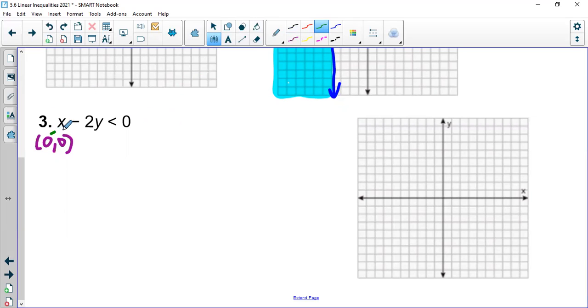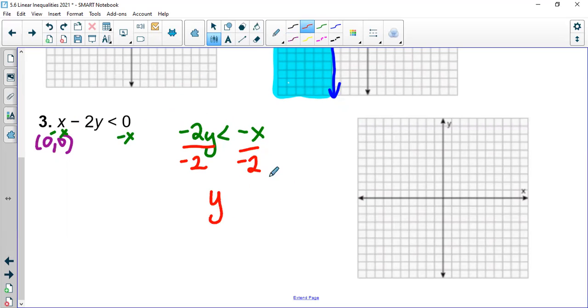All right, so the first thing I'm going to do is subtract x. And so we have -2y is less than -x. And then we need y completely alone, so we're going to divide by -2. And when we do that, we get y, and then there's a 1 here, right? So we'd have 1/2 x. Negative divided by negative is positive.